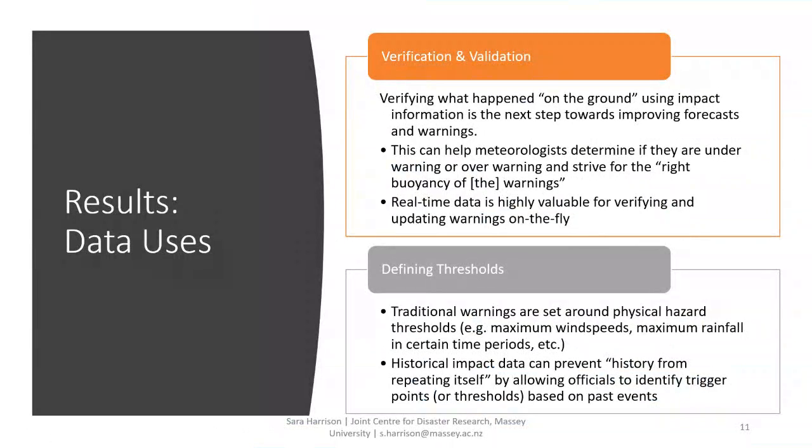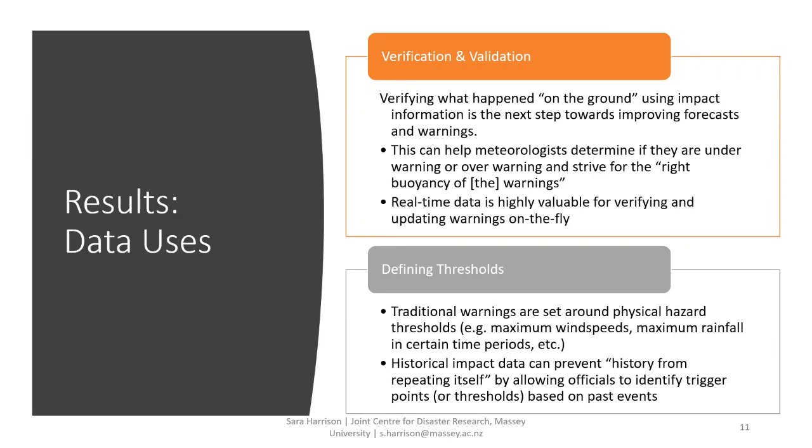So overall, for data uses, so far I've identified 2, but I'm sure there's many more. Uses of this data for impact-based forecasts and warnings specifically. So first of all, it's very useful for verification and validation of the warning or the model. So it can verify what happened on the ground using real impact information. And it can help meteorologists determine if they're under warning or over warning and strive for the right buoyancy of the warnings, as one of my participants said. And like I said, the real-time data is highly valuable for verifying and updating warnings on the fly.